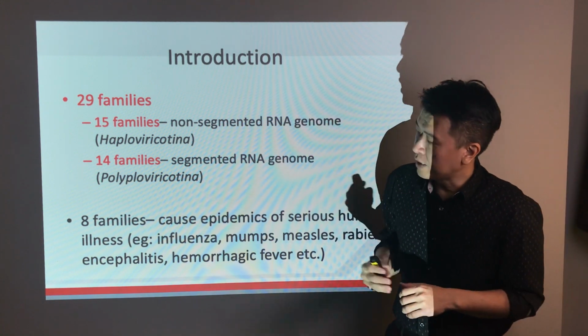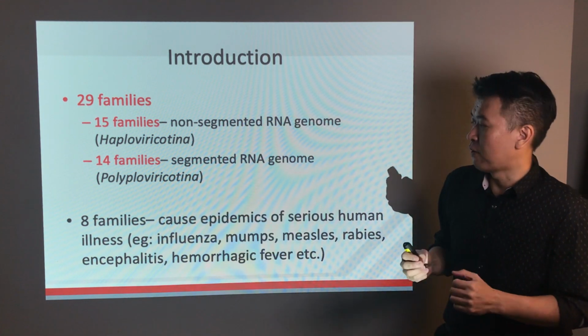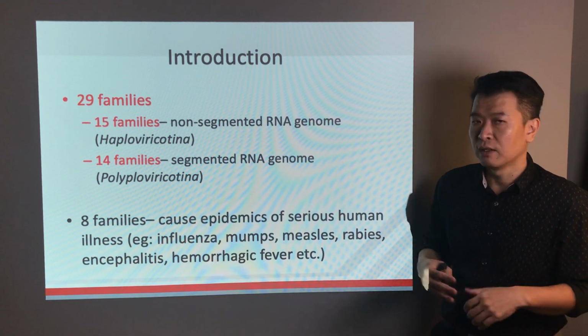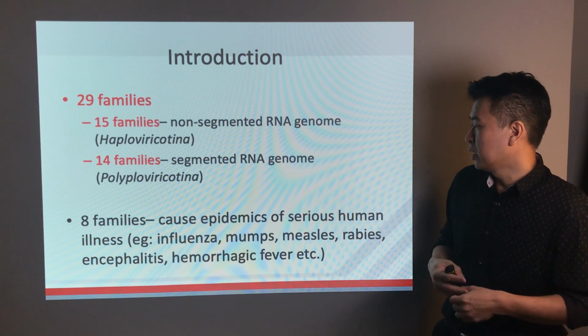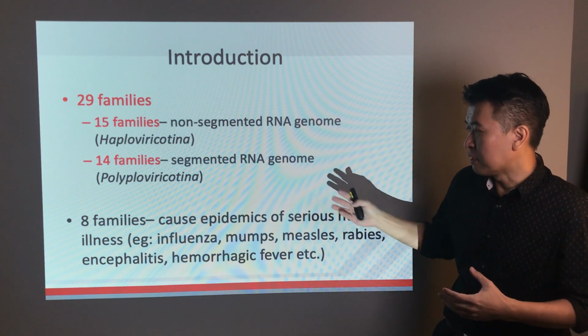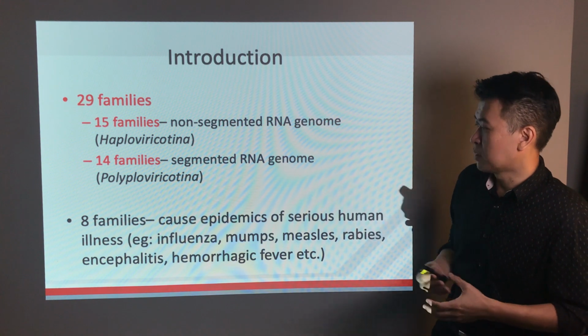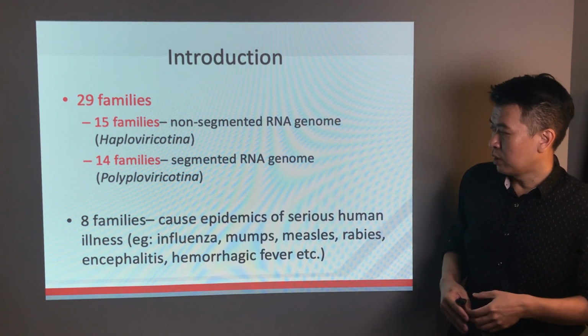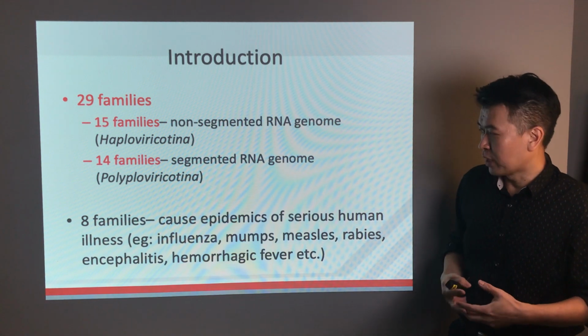Of these 29, 8 families are very important as they caused human epidemics or outbreaks in human history. Even now, we still suffer from some of these diseases. For example, the flu just comes back all the time.